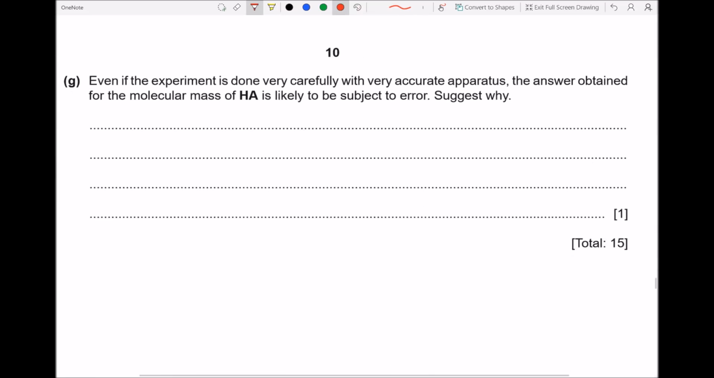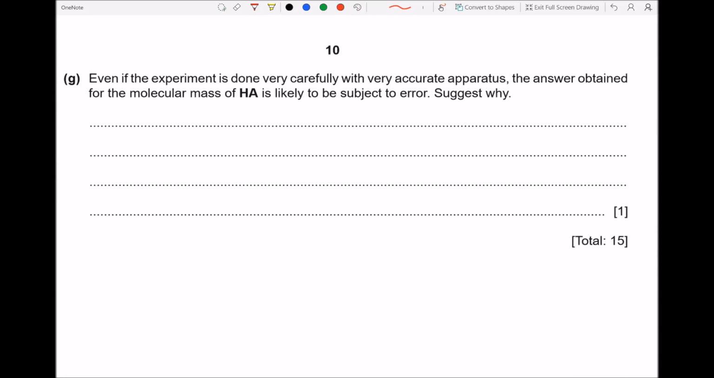Right, and then on to the last question. It says, even if the experiment is done very carefully with very accurate apparatus, the answer obtained for the molecular mass of HA is likely to be subject to error. And we need to suggest why. What we need to say really is that even though we've used really accurate apparatus, we could get error because we've taken loads and loads of different readings when we've done this practical. So each one has an error, so that might be quite tricky.